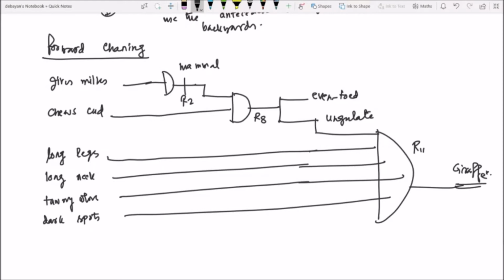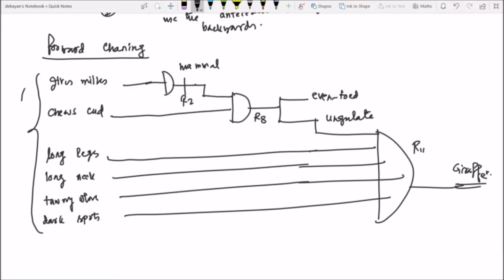So these are the properties that are seen by the robot, and there are some rules that are already given. The robot will match the if portions. If he sees the corresponding property, then the if portion matches, it will fire the then portion, and then they are matched and they will find a particular animal. So that is called forward chaining.